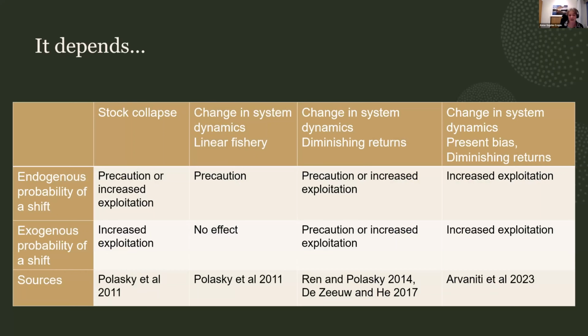So the question has been asked in a lot of settings whether we should be precautious or not in exploiting resources with tipping points. And the answer is it depends. There is a seminal paper by Polasky et al. that also puts a lot of perspective on early studies that were only looking at stock collapses. If you contrast the collapse of the stock with a more simple change in system dynamics, you get different situations. But it also depends on whether the probability of the shift can be influenced by management or not, whether there are diminishing returns in the resource that you study, or whether there is present bias that will influence whether you should be precautious or increase exploitation when there are tipping points. So it's not a clear answer.